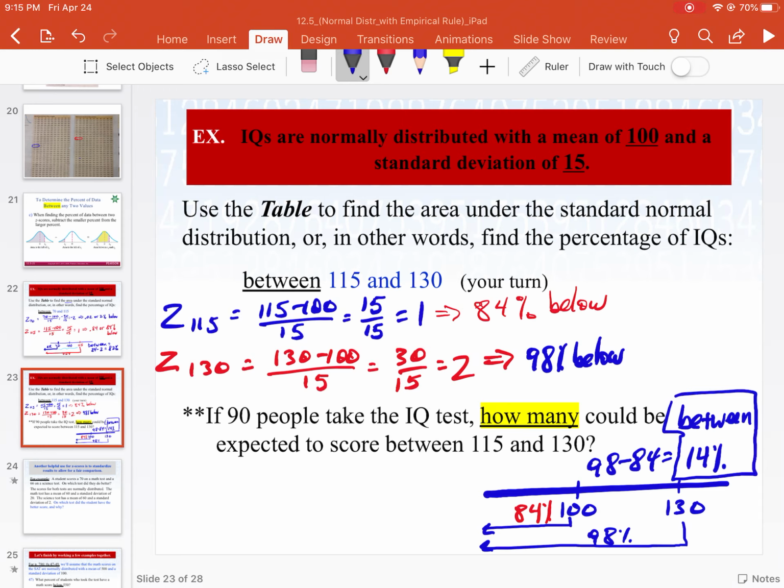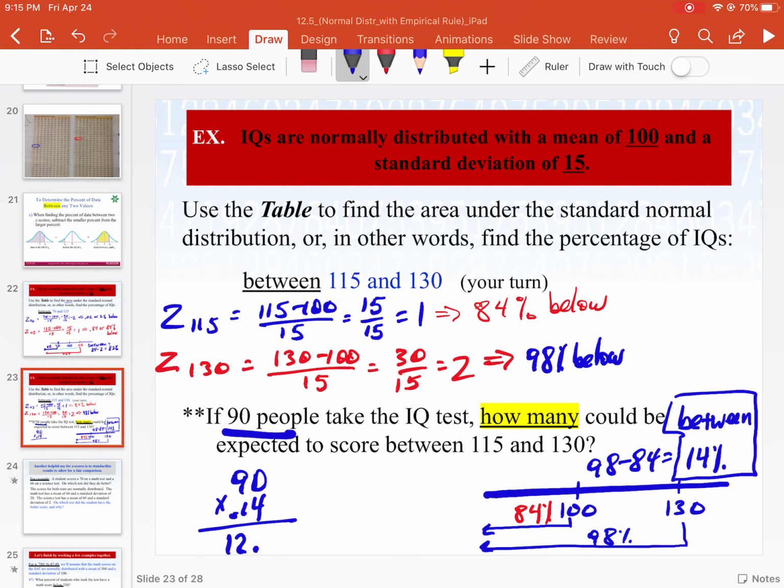Then they ask us a question, how many? Here's a how many. Well, I take the percent, and if 90 people took the IQ test, what's 14% of that? Well, what's 90 times 0.14? Huh. 12.6. Okay, I guess we'll round that up to 13 people. All right. That's how you do that.